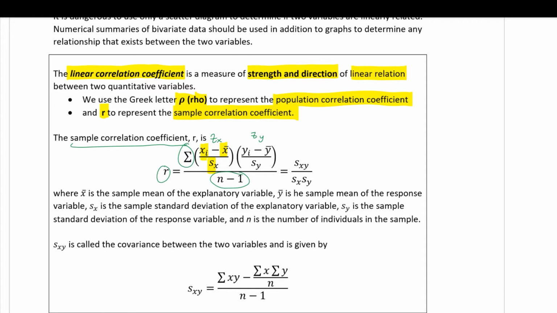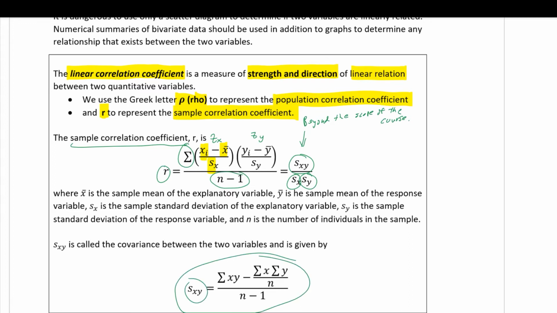Another way to calculate this value, there's another formula for that. If you have the sample standard deviation of the x values and the sample standard deviation of the y values, this is what's called the covariance between x and y. It's beyond the scope of this course. It's more of an FYI. In fact, it's defined down here.